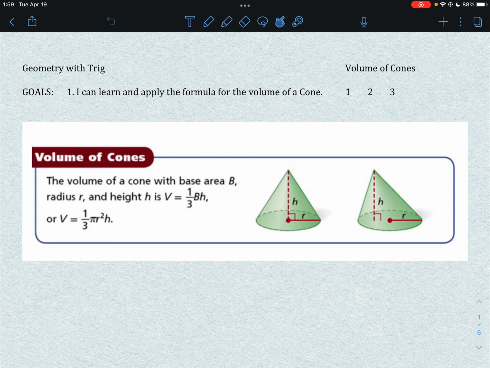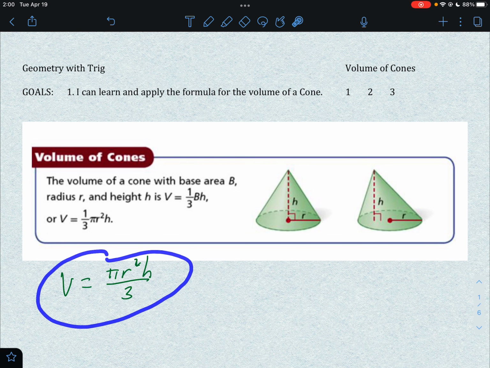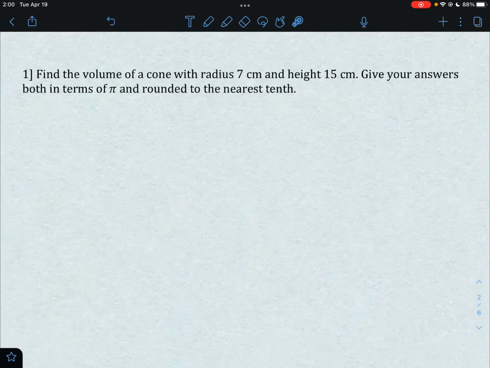For the volume of cones, the formula is 1/3 times pi r squared h. Another way to write it would be pi r squared h over 3. They mean the same exact thing. One, you're multiplying by 1/3, the other one you're dividing by 3, but they mean exactly the same thing. In general, I'll tend to stick with this one, but you can use either one. Let's jump right into some problems here.